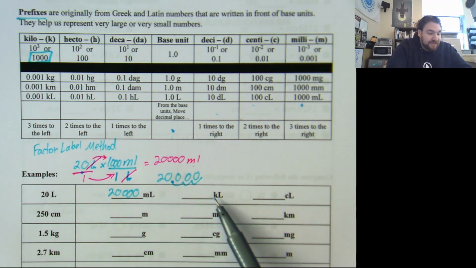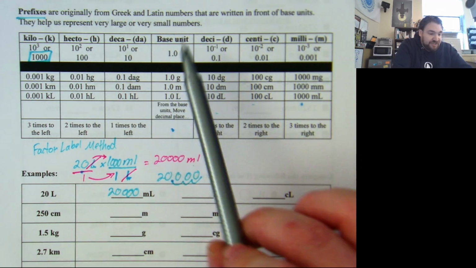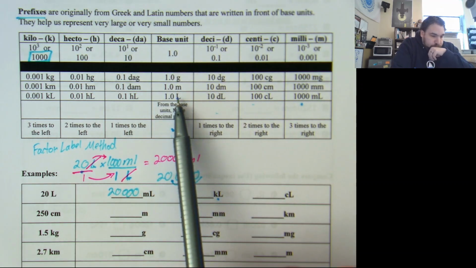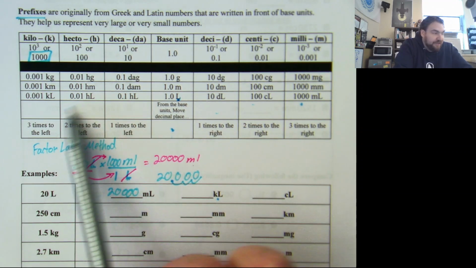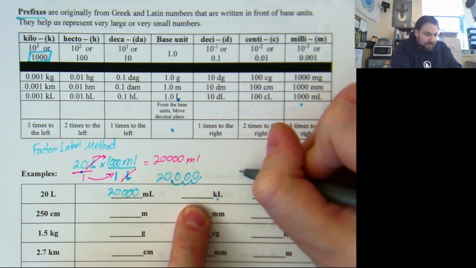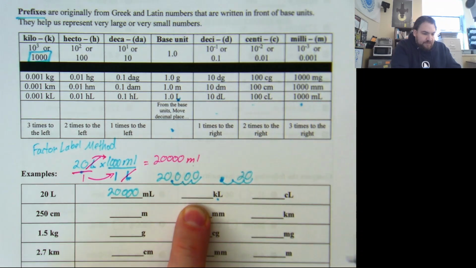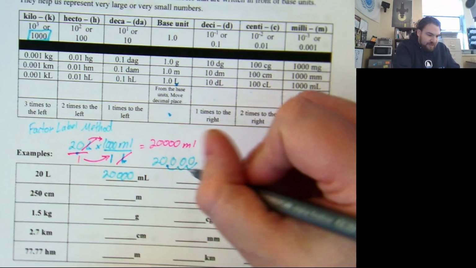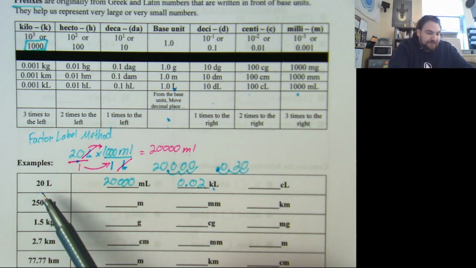If I have 20 liters and I wanted to go into kiloliters, from the liter, which is this column here, which way am I going to go to get to kiloliters? I'm going to go 1, 2, 3 to the left. So in order to figure out what the kiloliters are, I'm going to start with my 20 and I'm going to go 1, 2, 3 to the left. So 0.02 kiloliters is 20 liters.